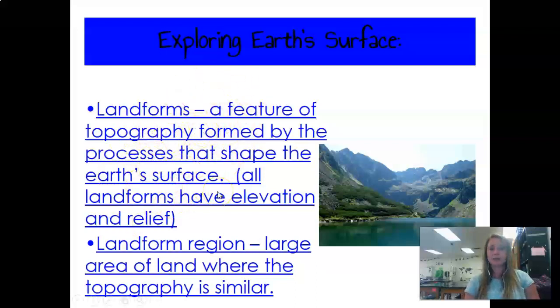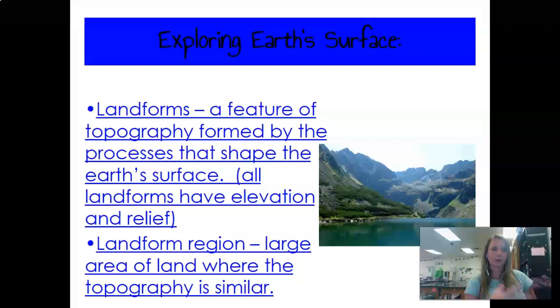All landforms have elevations and relief. They are not all the same. Not every mountain is made the exact same. Not every river is going to flow the exact same. They all are very different, but they have similar features, so we can kind of clump them into different categories. Our landform regions are large areas of land where the topography is similar, and that's what I just said there, our regions where things are going to be the same.